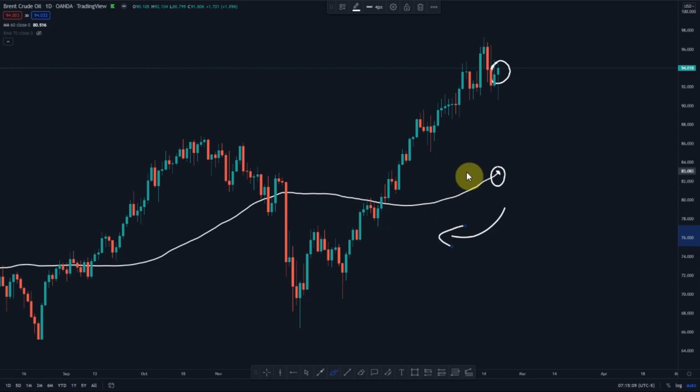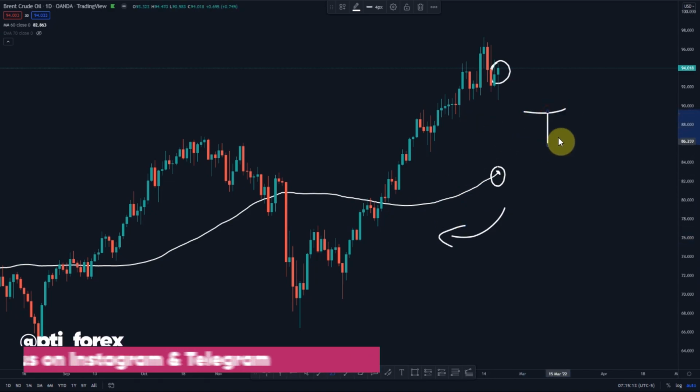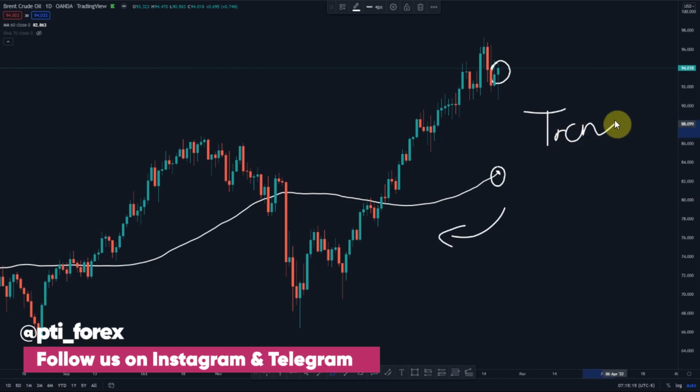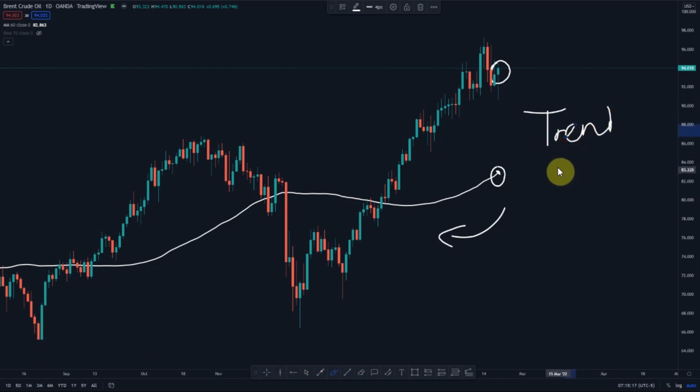So what's the purpose of this indicator? The purpose of this indicator is to assist you in terms of identifying a trend. It is also to assist you in terms of identifying change in momentum. Let me just write CM. It is there to assist you in change in momentum and also in identifying clearly the trend.